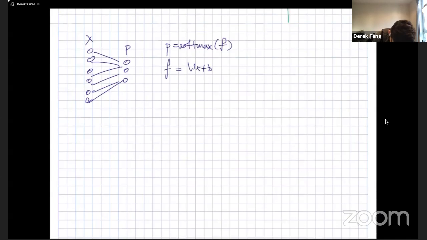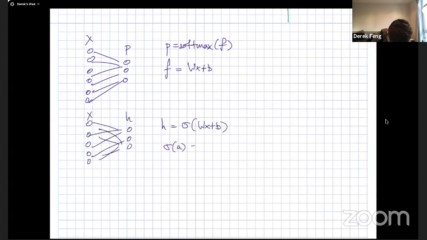What I could have is something that looks like this. I have my x's, and then I have, let's say, h. And my h could be defined by sigma of Wx plus b. And then the sigma here would be sigma of a equals e to the power a over 1 plus e to the power a.